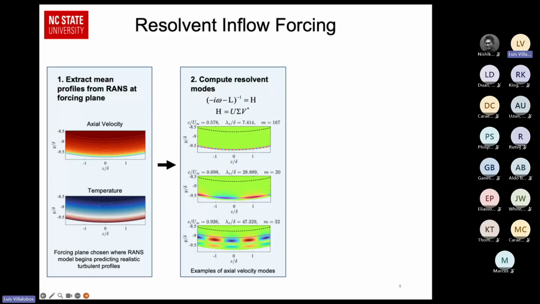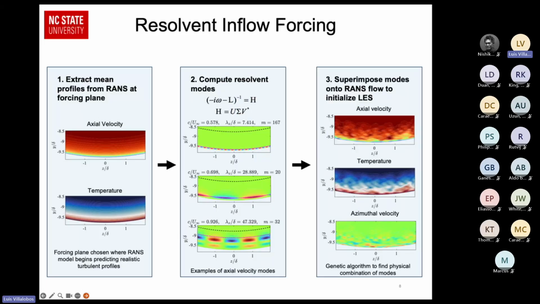Second step that we do is we compute resolvent modes. These are some examples of the modes identified for this pipe flow. You can see that we can sort of pick which modes, where they respond in the boundary layer, either deep inside the inner layer or larger outer scale structures that sit higher up in the boundary layer. We'll go over the specific technique that we use for picking these modes. And then we find a smart way of combining the modes, and then we superimpose them onto the RANS mean flow to initialize the LES. So those are some examples of the actual time-varying flows that we impose on one of our simulations. You can see that we get some fairly realistic turbulent structures occurring for the axial velocity and temperature.